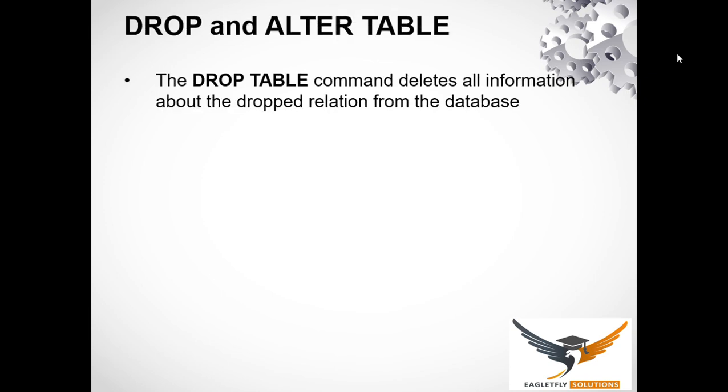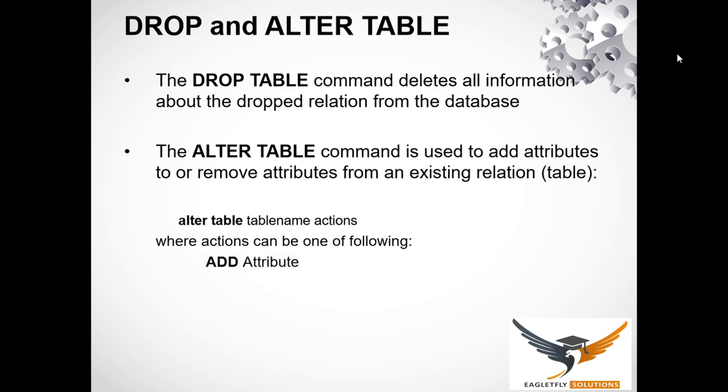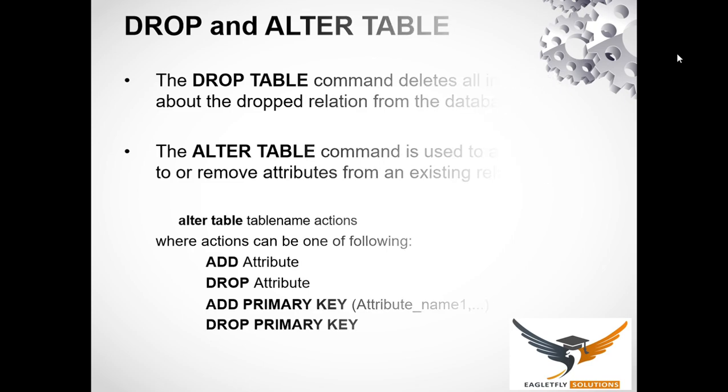Now let's look at how to drop and alter a table. The drop table command deletes all the information about the dropped relation from the database, and the alter table command is used to add attributes or remove attributes from an existing table. For example, alter table, table name, then what actions need to be done with the table, where actions can be one of the following: add attribute, drop attribute, add a primary key to an attribute, and drop a primary key.